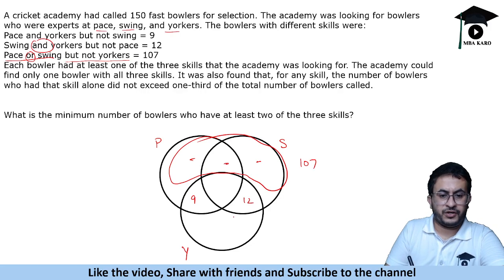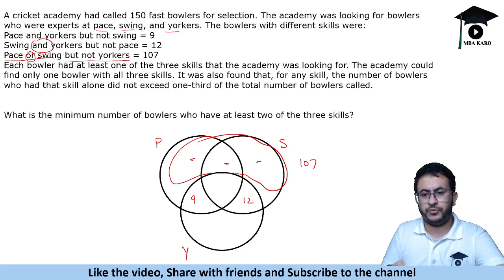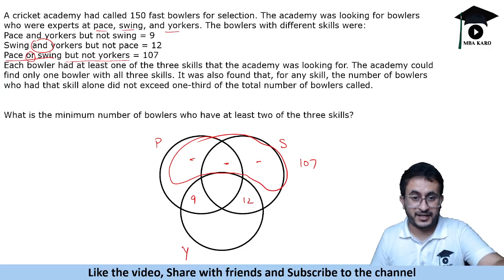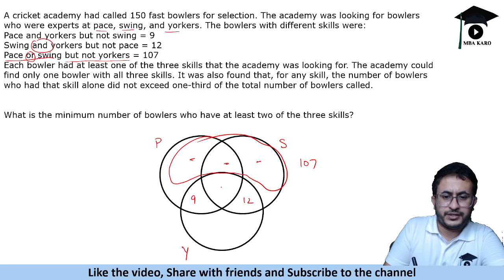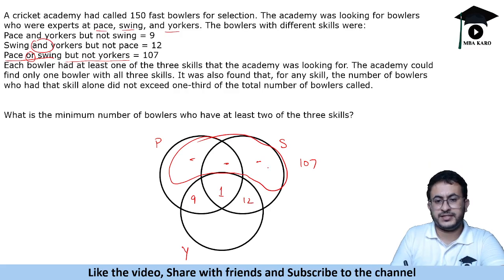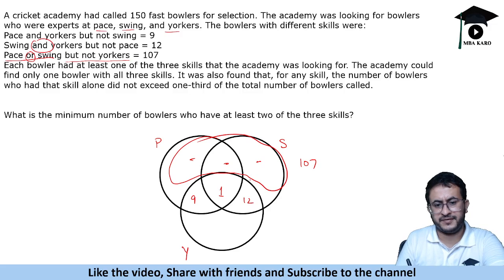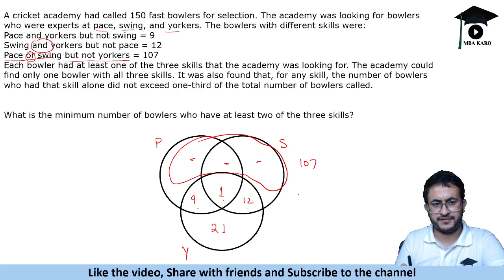Now it said that each bowler had at least one of the three skills that the academy was looking for, so there is no bowler having none of the skills. The academy could find only one bowler with all three skills. Given that these three total 107, and this is 10, 22, so 129, this value will be 21. So 9, 1, 12, 21, and the sum of these three regions is 107.